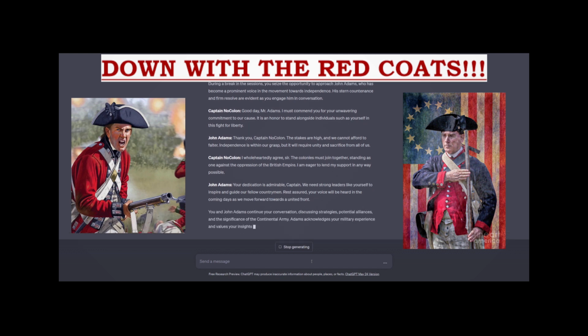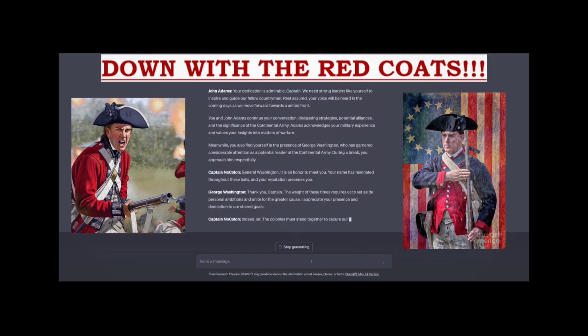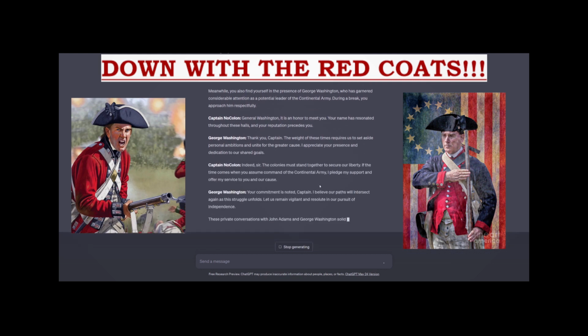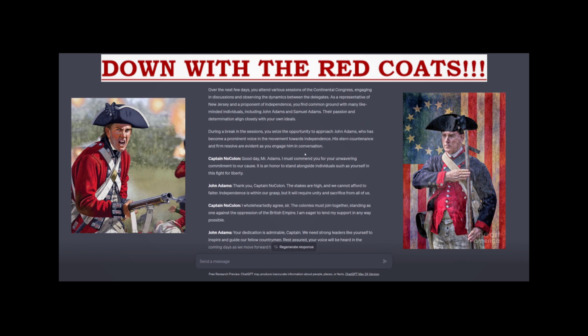So it's telling us, okay, so over the next few days, from September 6th to 7th, I attend various sessions of the Congress, engage in discussions, and observe dynamics between delegates. I'm a representative of New Jersey and a proponent of independence. I find common ground with many individuals. During breaks, I seize opportunity to approach John Adams, who has become a prominent voice. And here's how our conversation unfolds.